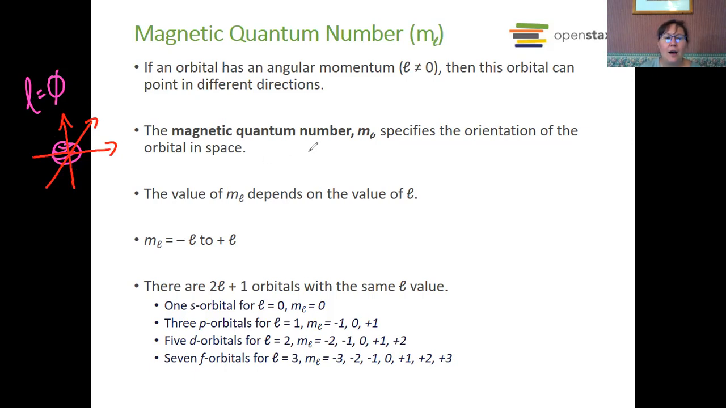But if you have, say, when L is equal to 1, you could have a p orbital that's up and down, or you could have a p orbital that is on its side, and that's a terrible p orbital. See? Or you could have one that goes through the plane of the paper. So up and down, side to side, through the plane of the paper, and that could be drawn sort of like this.